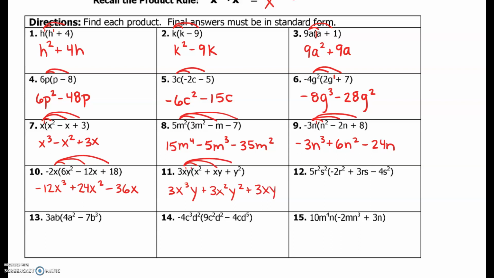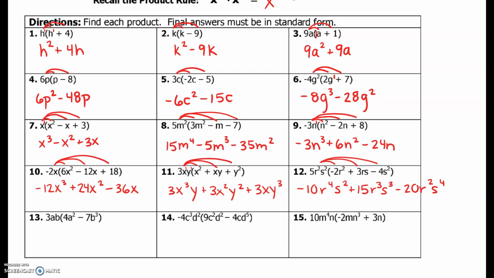1y plus 2 would give us y to the third. In number 12, multiply 5 times negative 2. That would give us negative 10 r to the fourth, s to the second. Again, adding 2 r's with 2 r's there. 5 times 3 would give me 15, and then add your r's together, r to the third, add your s's, would leave us with s to the third. 5 times negative 4 is negative 20, r squared, and add the s's together, we would get s to the fourth.